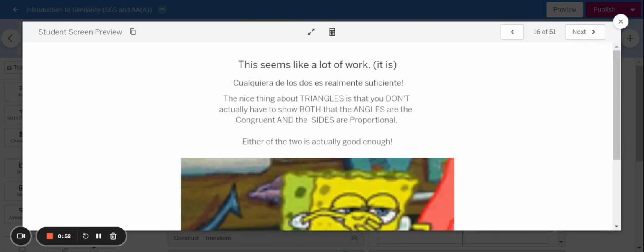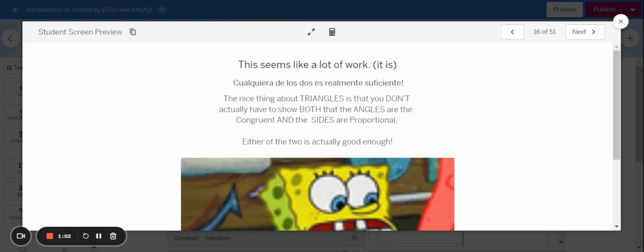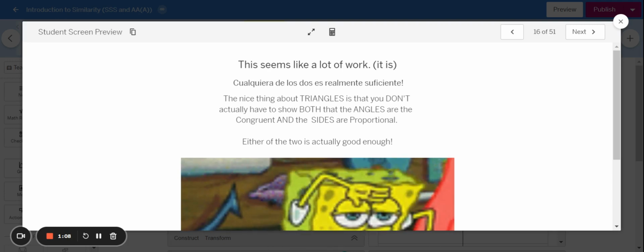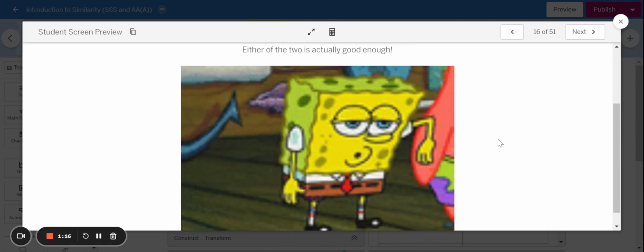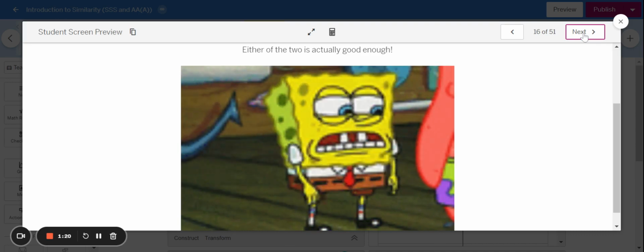So checking all this sounds like a lot of work. Even for a triangle, there's 3 angles and 3 sides, so that'd be 6 things to check every single time. But the nice thing about triangles is that we're learning we only need to check one of those aspects. We only need to check all 3 sides or all 3 angles. So triangles save us a little bit of time. Either of the two is good enough. So hopefully you relax like SpongeBob over here, enjoying the fact that you don't have to do all 6, just half the amount of work is sufficient.